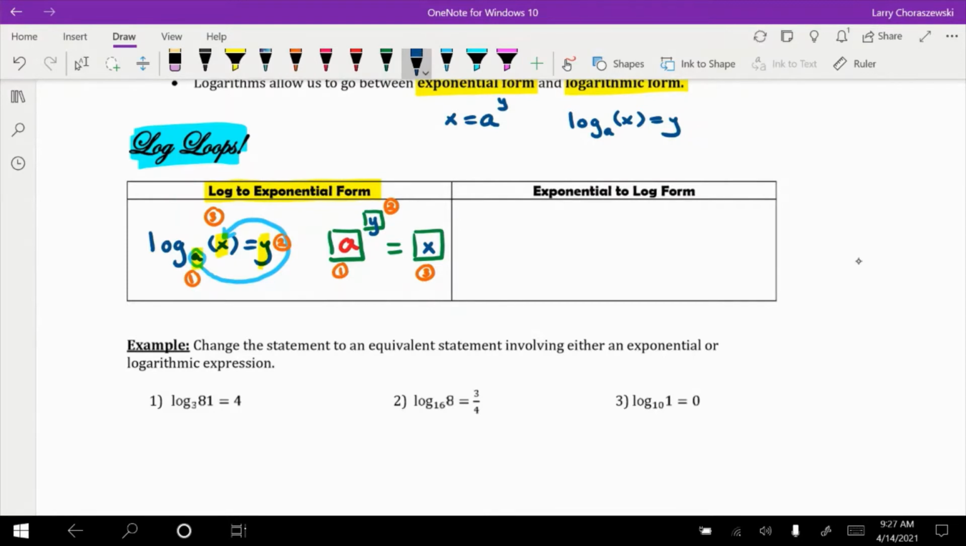Well, let's say that we were first presented in exponential format, a to the y equals x. Let's write log for log. Every log has a base, so I'm going to put a box for the base. A log is going to have an argument, so I'm going to put a box in there. And then a log is always equal to something, which I'll put a box for that.